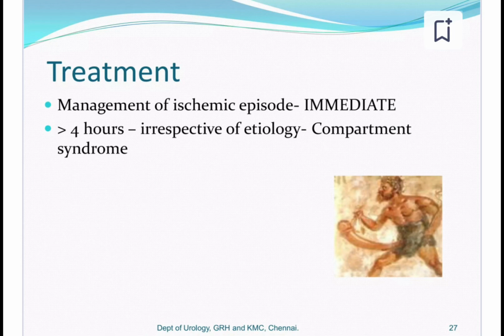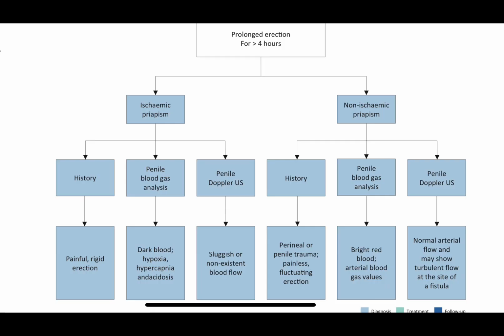For example, with early intervention, I mean if it is less than 12 hours, erectile dysfunction may occur in 50% of cases. But when the ischemic priapism is present for 24 to 36 hours, the rate of erectile dysfunction will be 65 to 90% of cases.